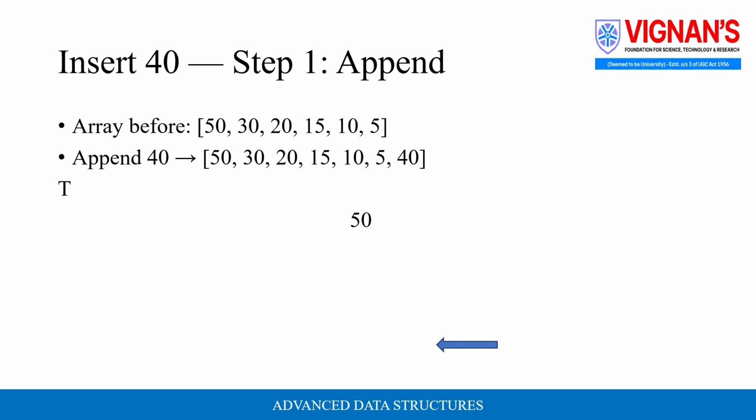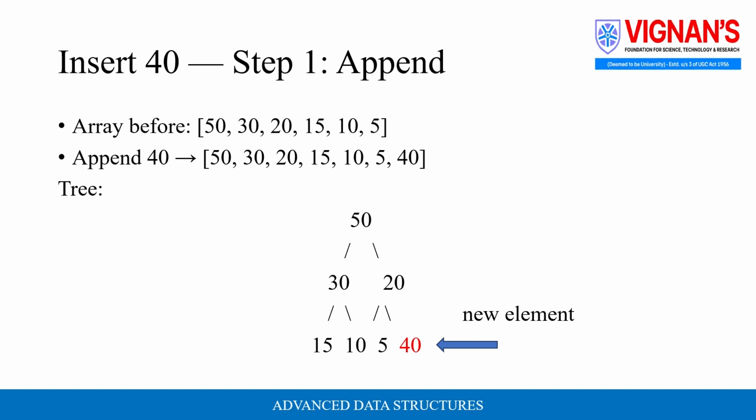Step 1. Append 40 to the end: 50, 30, 20, 15, 10, 5, 40. The tree looks like this: 50, with children 30 and 20, and below them 15, 10, 5, and 40, the new element.